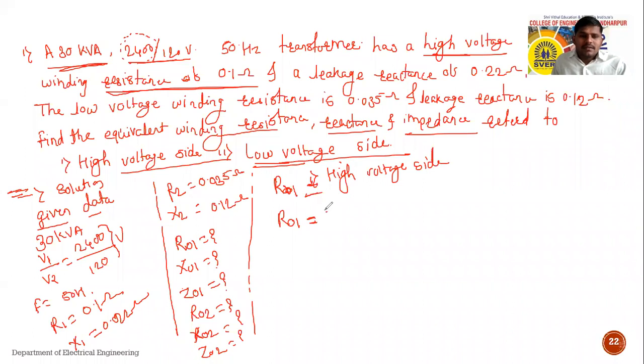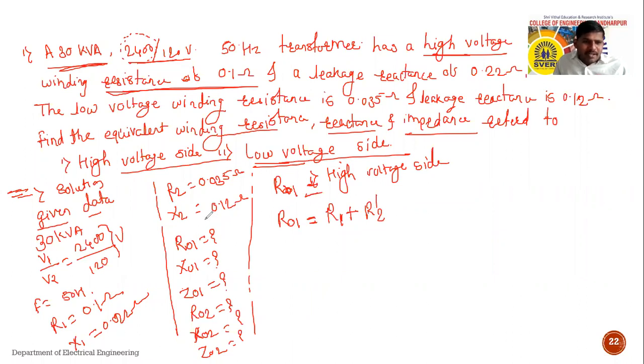X1 plus X2 dash. R0 represents resistance, and X0 represents reactance. R01 is R1 plus R2 dash: R1, that means the primary winding resistance, plus the transferred value of resistance, that is R2 dash, right? So you know the R2, right?